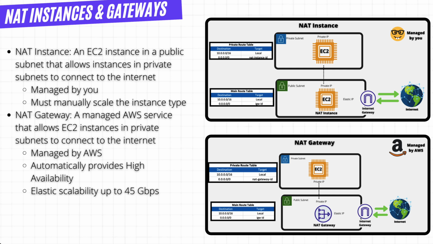Now, network address translation instances, better known as NAT instances, are the self-managed way of providing internet connectivity to your private subnets in AWS, meaning that these are EC2 instances that are created, deployed, and managed by you, the AWS customer. The traffic from the private subnet that is going to the internet is routed to the NAT instance in the public subnet. And then the traffic is again routed to an internet gateway that goes out to the internet.